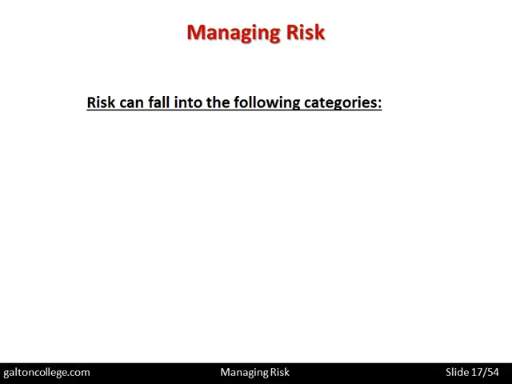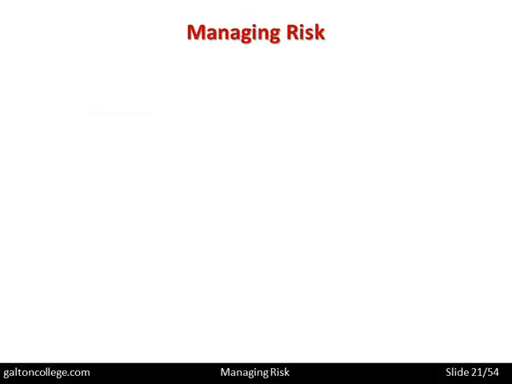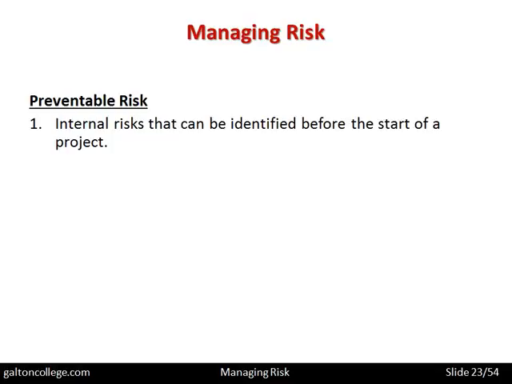Risks can fall into the following categories: preventable risk, strategy risk, or if you like, strategic risk, and external risk. Now let's have a few words about these. We'll start with preventable risks. Internal risks that can be identified before the start of the project. So looking at what are the risks when a project is being set up.